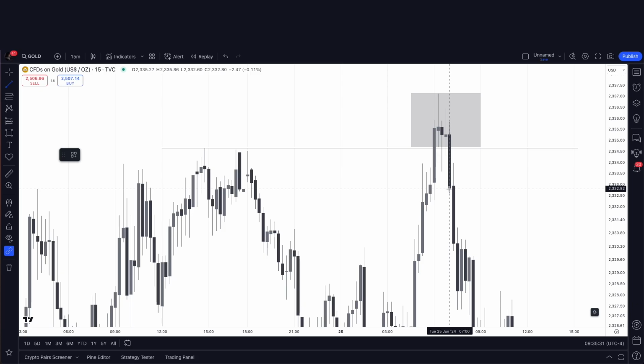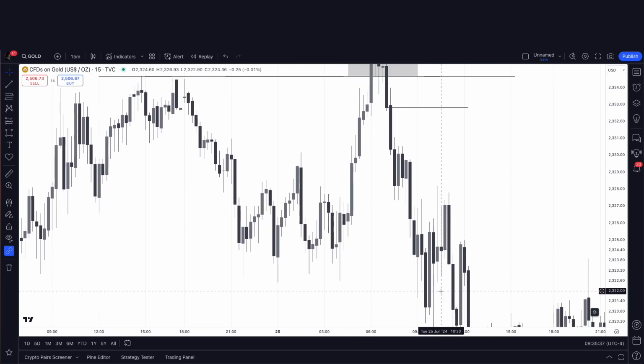But once you see this candle close bearish, you have your confirmation that this top was not sustainable, and as you can see, price continues trading down.